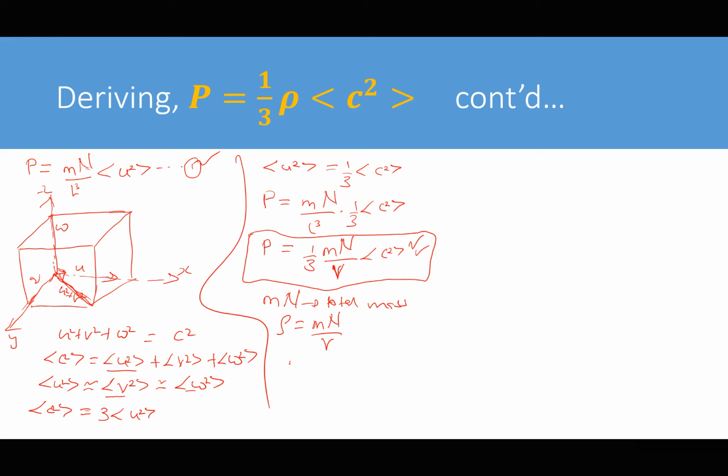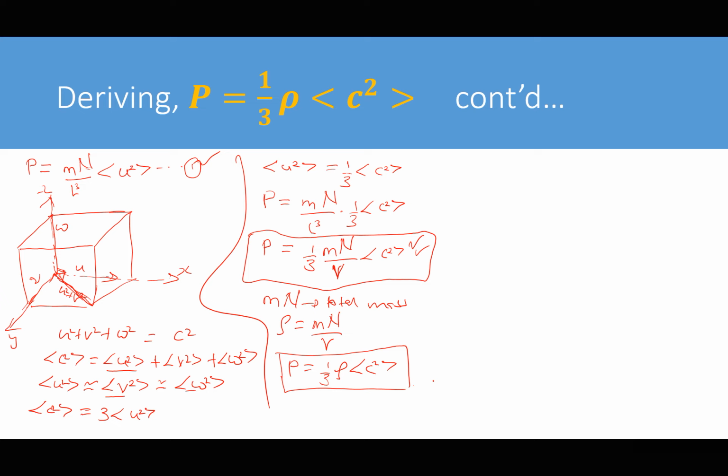So the expression therefore becomes pressure being equal to a third times density times the mean square speed. Pressure is a third times density times mean square speed. Let me write it clearly because I know students will always be confused. So this is the expression which relates the pressure of a gas to the mean square speed of the molecules that make up the gas.